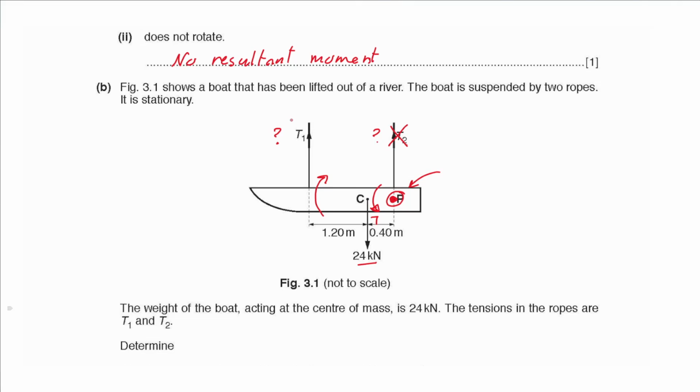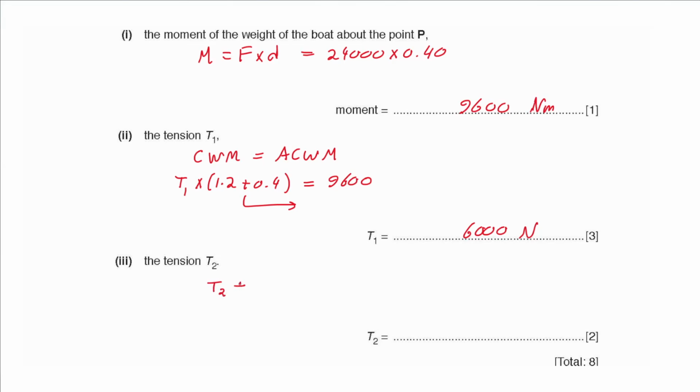Now, since we already got T1, we can use the idea that resultant force is equal to 0, or upward forces are equal to downward forces. We have two upward forces, T1 and T2, and one downward force. So the unknown T2 plus T1, 6,000, is equal to the downward force, 24,000 newtons. We then subtract 6,000 from 24,000 to get an answer for T2, 18,000 newtons.